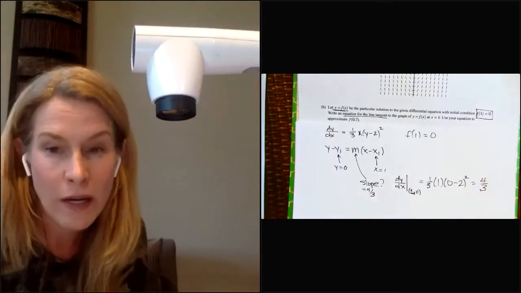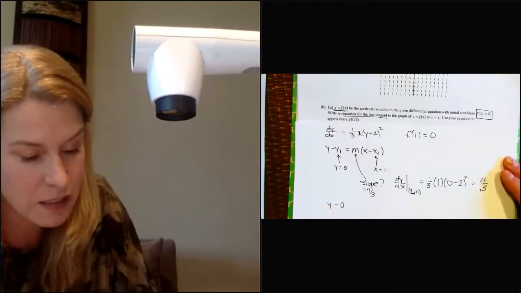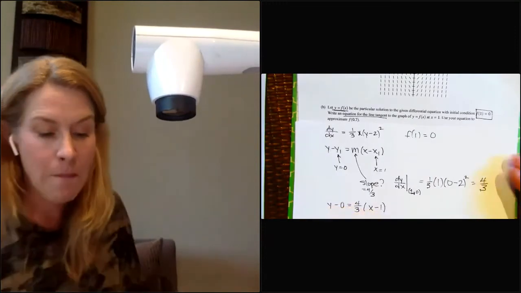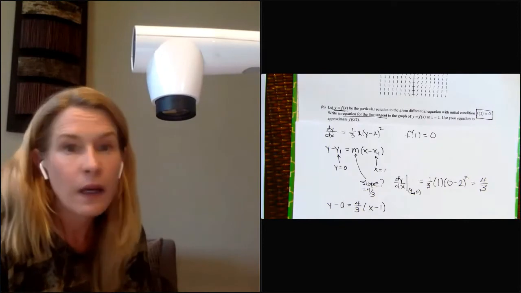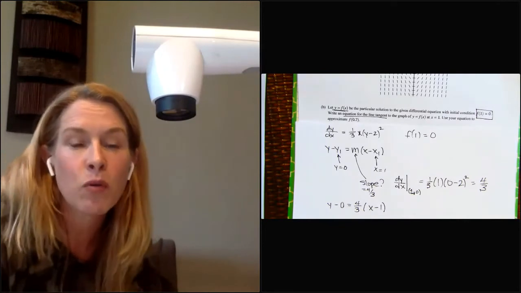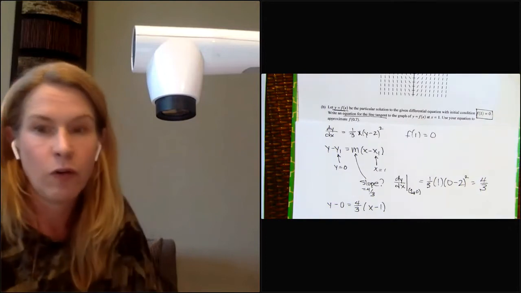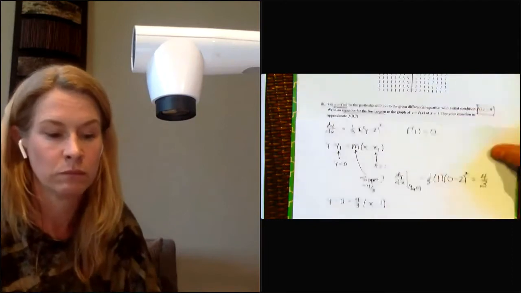So we're writing our equation. Let's go ahead and throw those values in. Y minus 0 equals 4/3 x minus 1. And we want to use this to approximate f of 0.7. Folks, what are we going to do here? How do we do that?